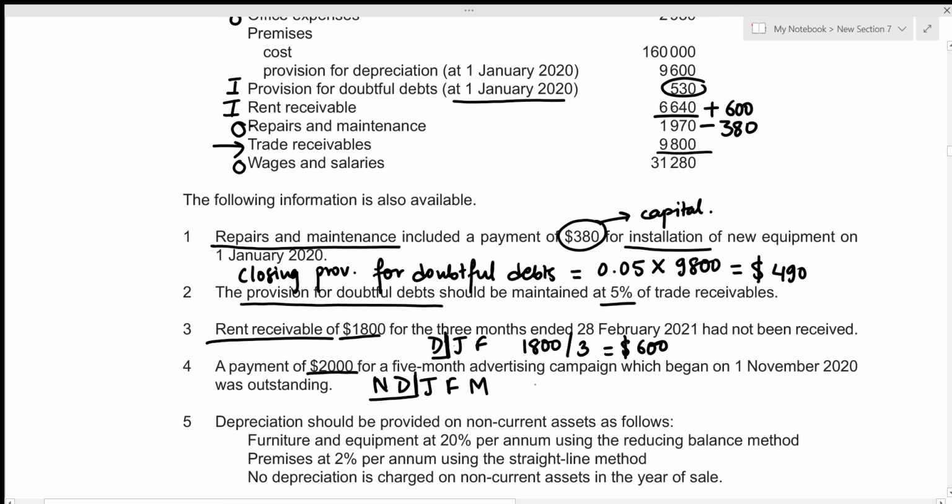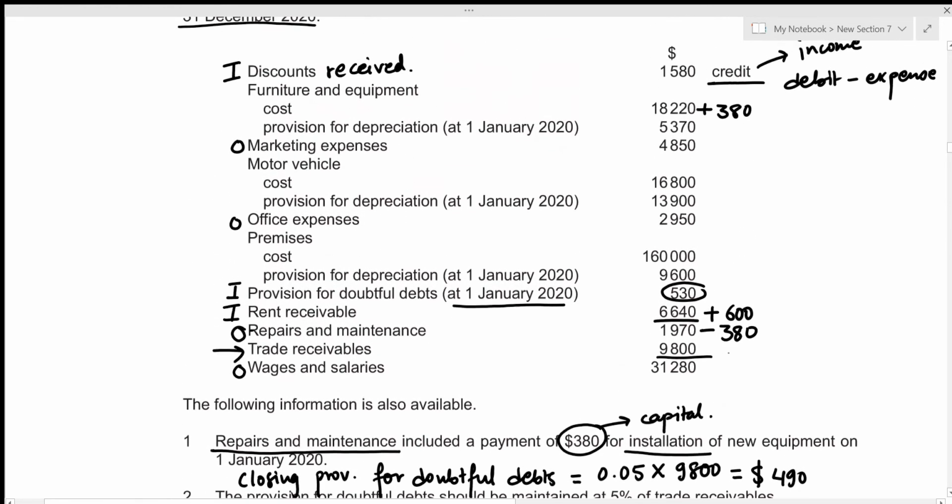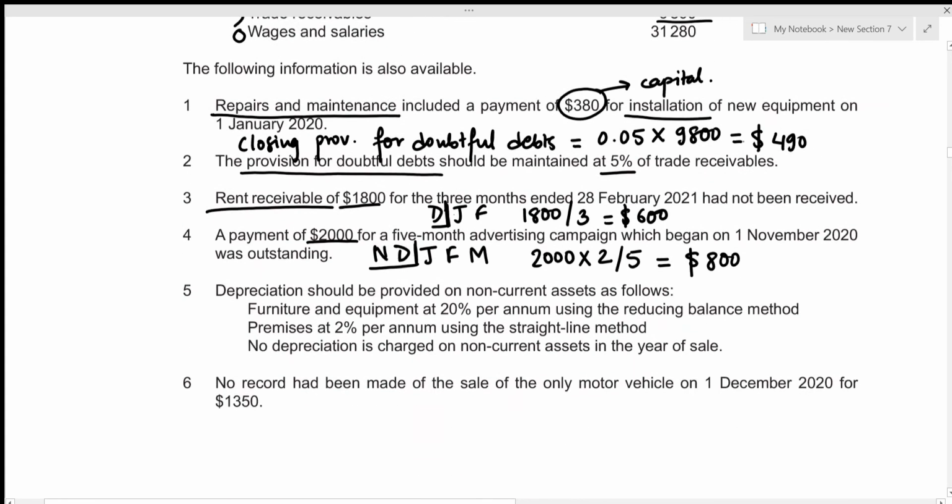So if 2000 is of 5 months and we need to figure out the expense for 2 months, we can just multiply it with 2 and then divide it with 5, right? This gives us the expense for the 2 months to be 800. And this is in advertising campaign expenses. So advertising can be written down as a marketing expense. So let's just add this amount of 800 to the marketing expense, plus 800. Again, let's have a look at the additional information.